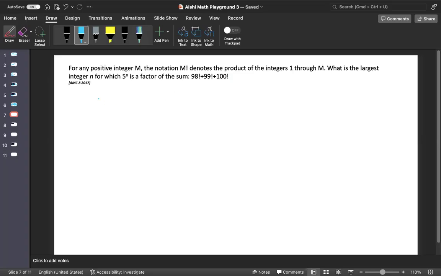So note that we can write 100 factorial as 100 times 99 times 98 factorial, and 99 factorial as 99 times 98 factorial. And 98 factorial we can just write as 98 factorial. So notice that we have 98 factorial common in all three.